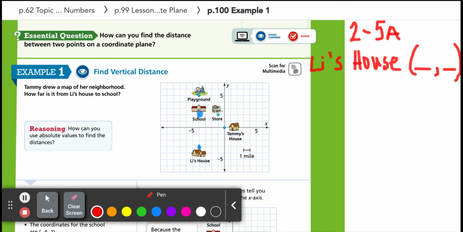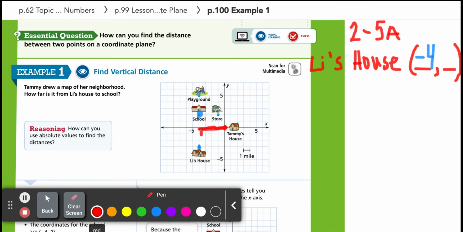So if I'm traveling from the origin, from 0, 0, to get to Lee's house, first will I be traveling left or right? I will be traveling left. How far left will I be traveling? I will be traveling left 4. So the first number in my ordered pair is going to be a -4. The negative sign tells us that you're going to be moving left.